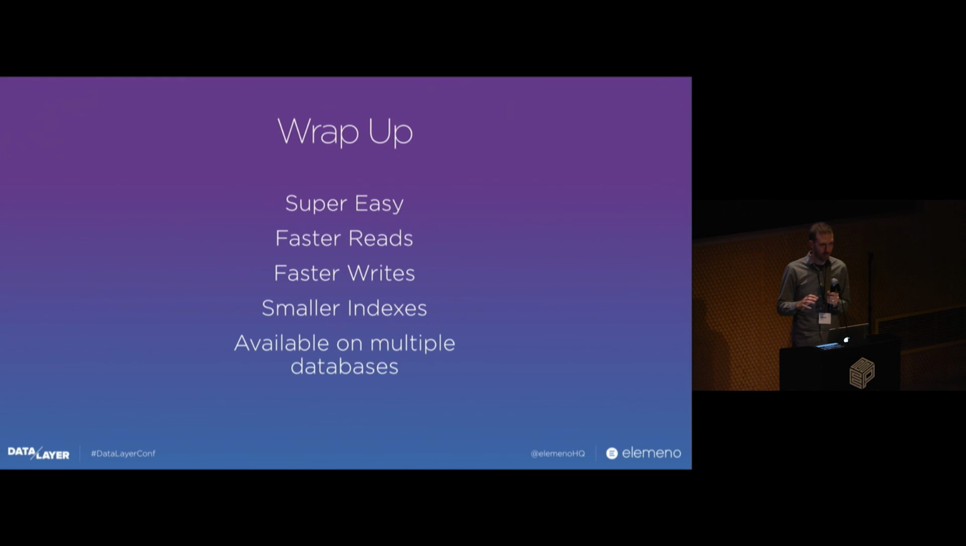So just to wrap up really quickly, partial indexing is super, super easy, really basic stuff, but we can get some really quick performance gains out of it. If you can write a where clause, you can write a partial index. You're going to get faster reads because our indexes are going to be smaller and more efficient to scan. Faster writes compared to a full index because we only write to the index if our where clause is satisfied. We're going to have smaller indexes because we're only indexing a small subset of data, so we have a better chance of fitting that in memory, and it's going to perform better for us. And lastly, it's available on multiple databases.